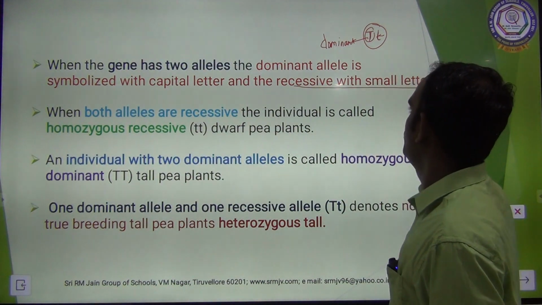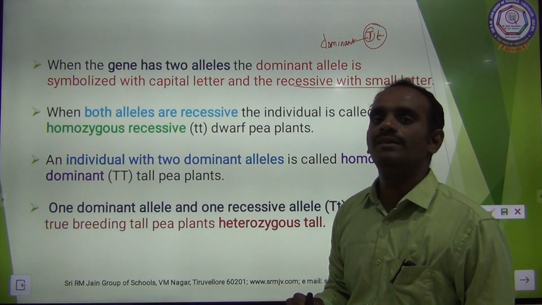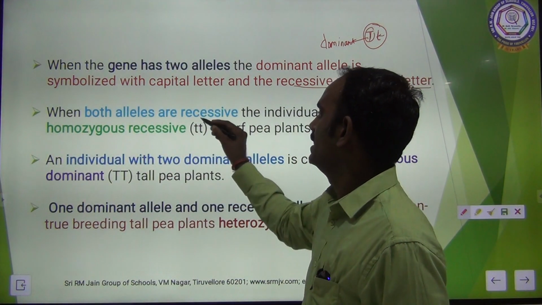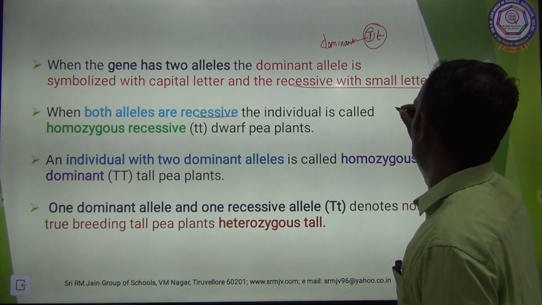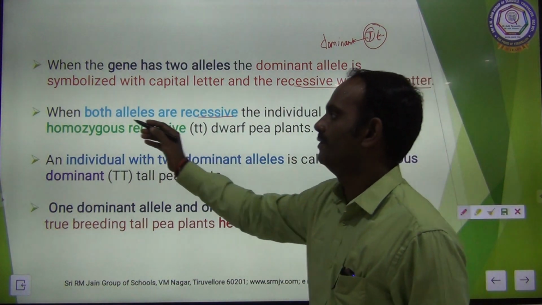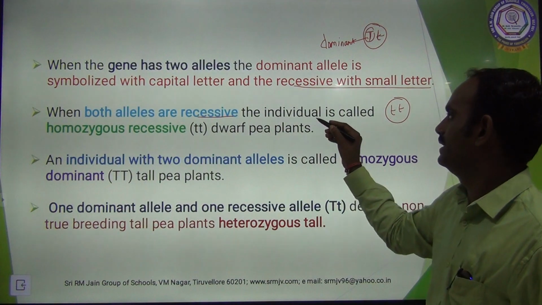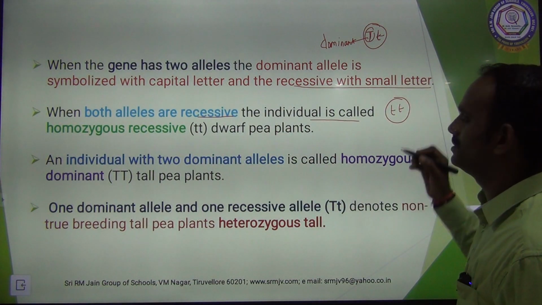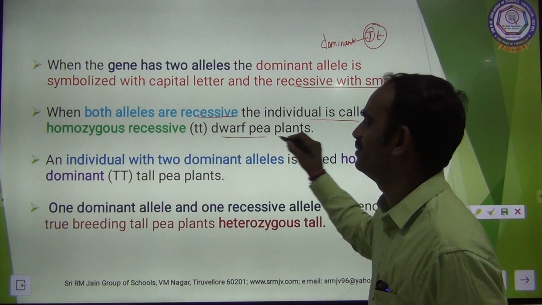And the recessive one is symbolized with a small letter. So both alleles are recessive. If both are recessive, it is written as a small letter. When both alleles are recessive, the individual is called homozygous recessive. This is a homozygous recessive dwarf pea plant.